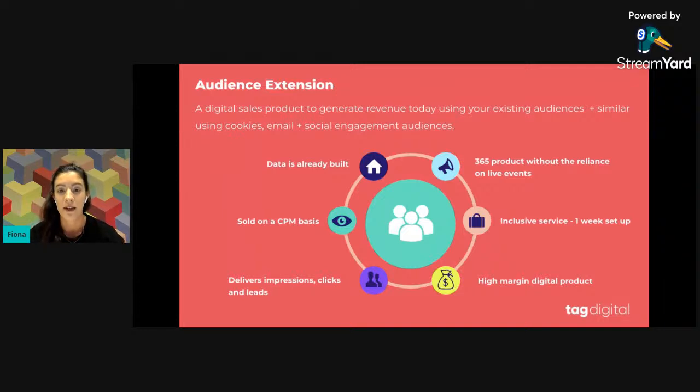A couple of the benefits on the slide are that the data is already in the account, and the setup can be within a week to build those campaigns. It's sold on a CPM basis, so that is cost per impression, and there are huge margins to be made for you as the event organizer.